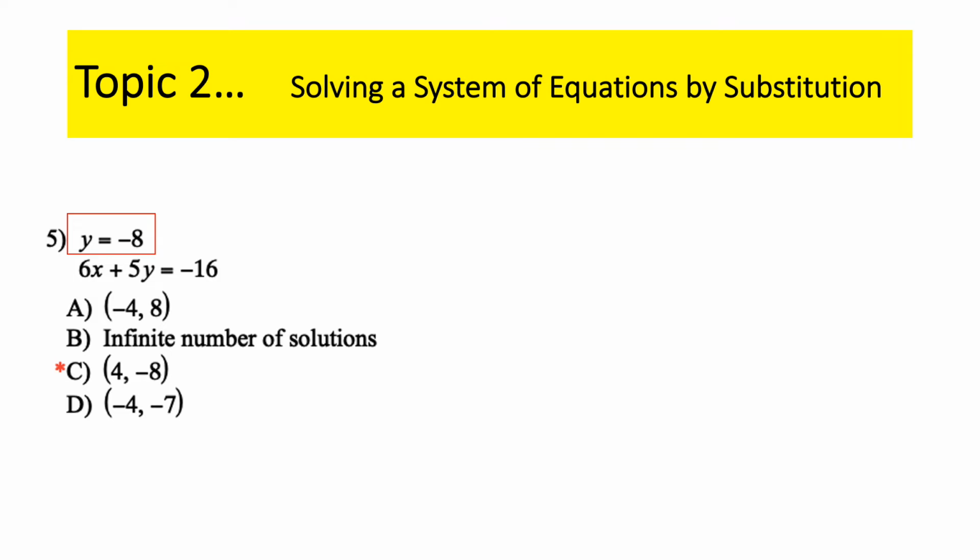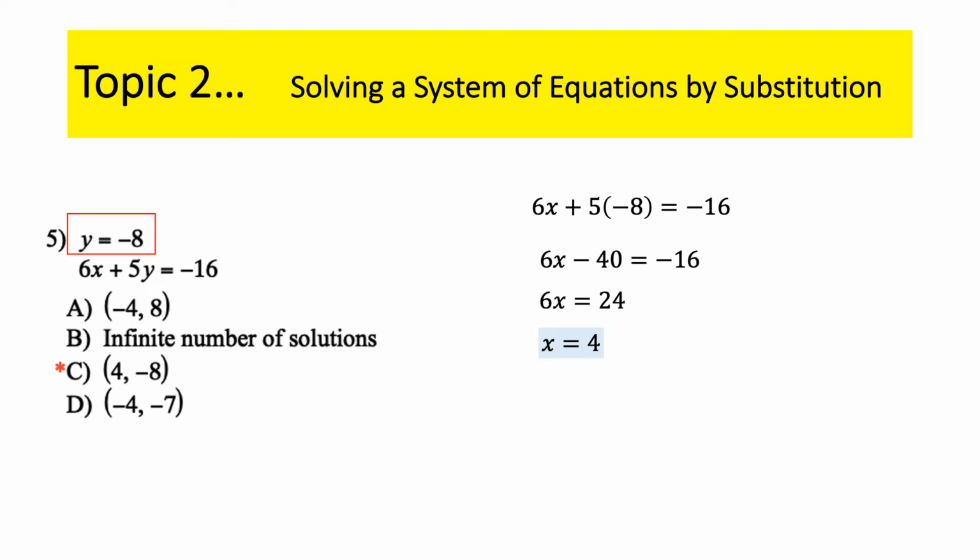You take that value, y equals -8, and you substitute it into the second equation. That second equation there is 6x plus 5y equals -16. So for the value y, I substitute a -8, and then I solve that equation. 5 times -8, add 40, divide by 6. So there is one of my answers, x equals 4.